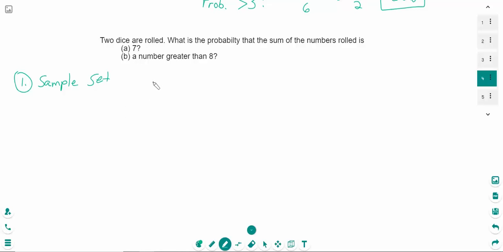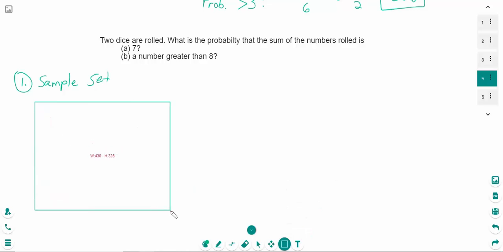And to do so, in this particular case, I think it would make sense to do it more as a chart. I think this is what they do in your textbook as well. So let's say, as a chart, what are the possibilities here?